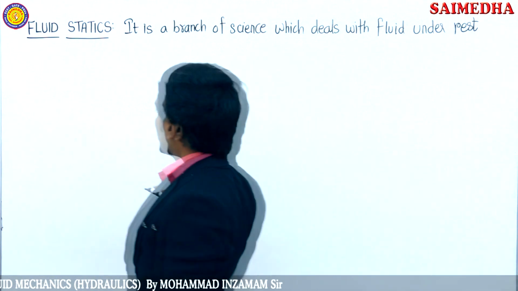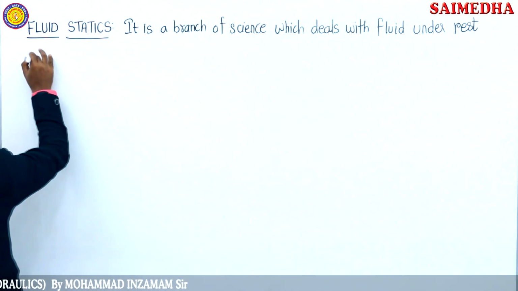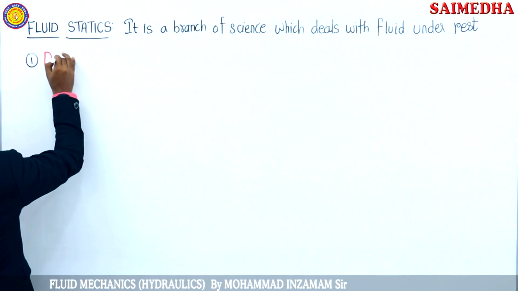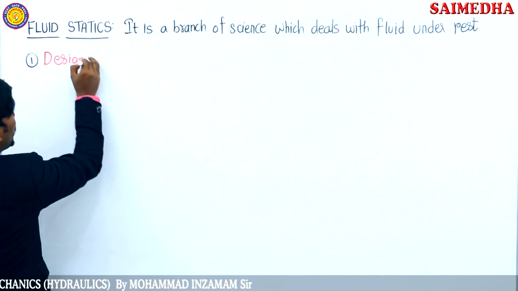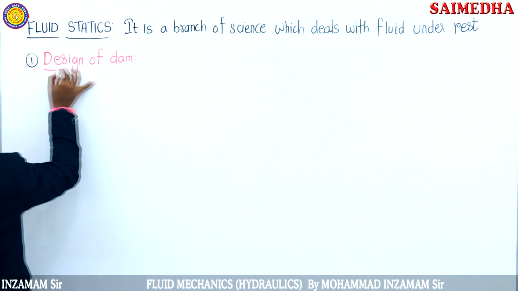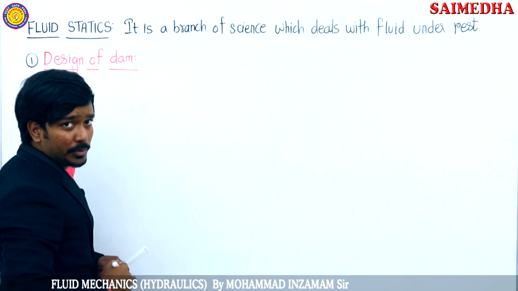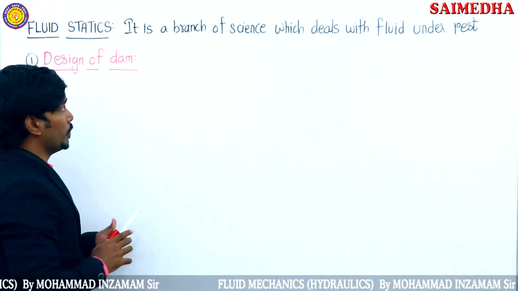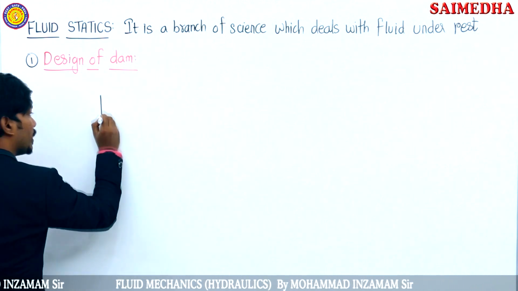Now the first example we are going to learn is design of dam. Let's try and understand, guys. From this design of dam, we are going to understand what is the distributed load, what is the uniformly varying load, and what is the point load. First of all, observe the diagram, guys.